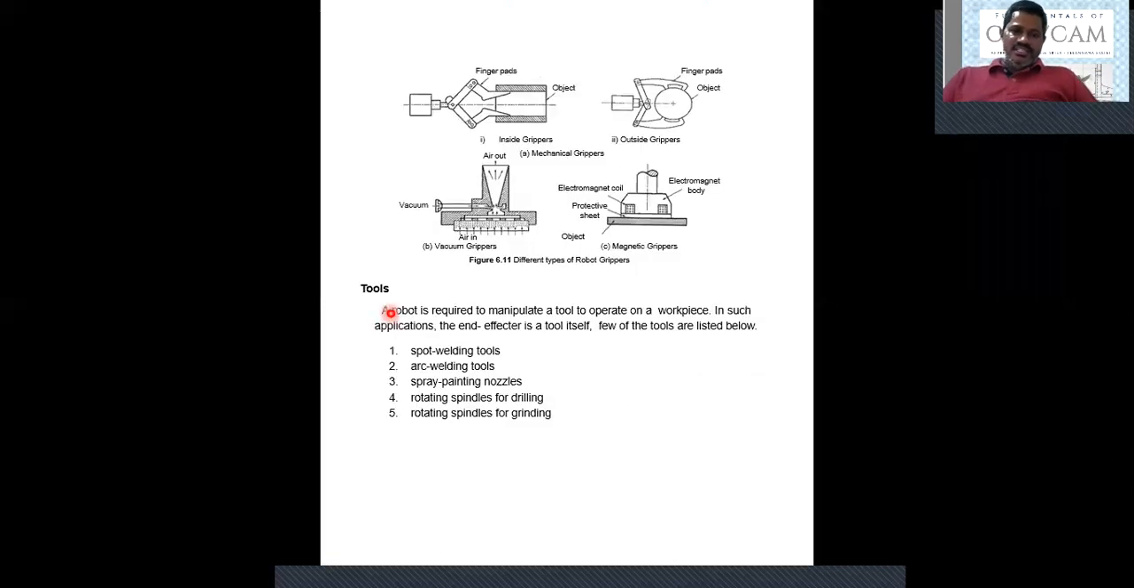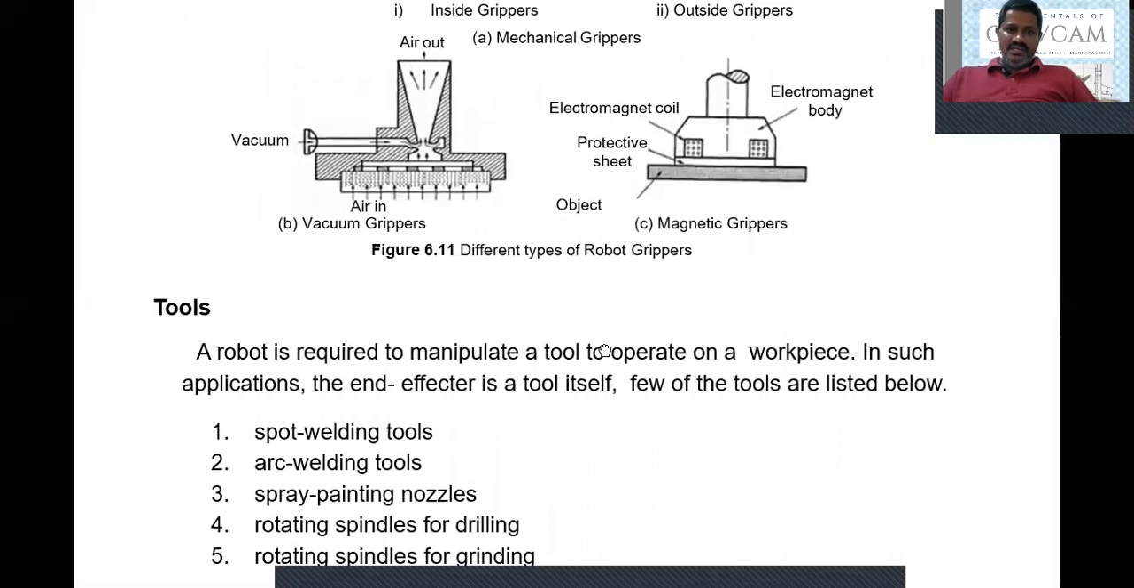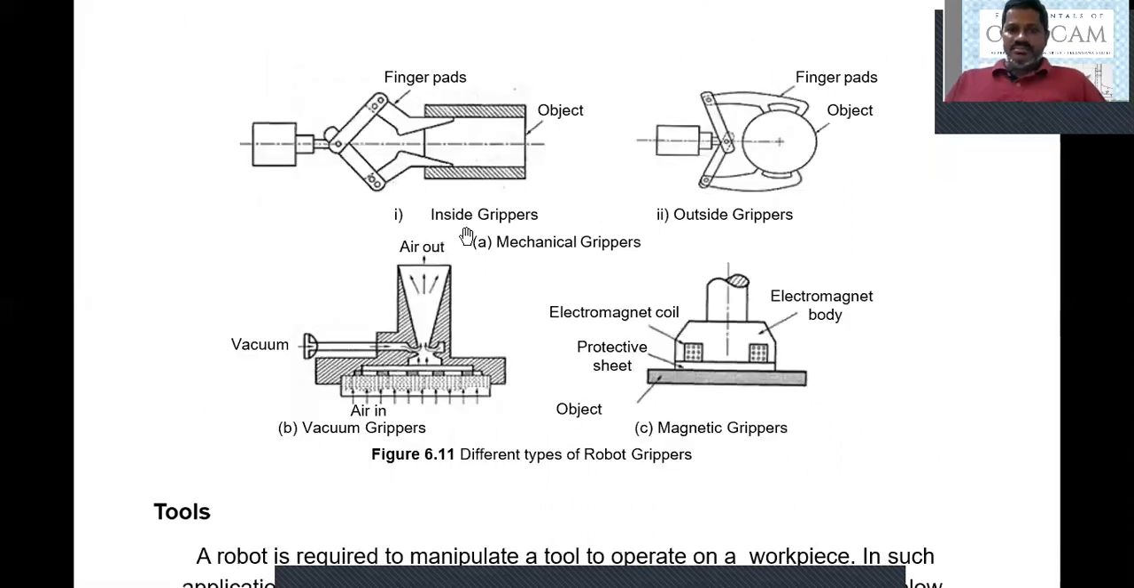Now you can see some of the figures in this case. It can be an inside gripper. All these are mechanical grippers. Mechanical grippers can be inside or outside. Inside grippers are used to hold hollow objects, and outside grippers are used to hold solid objects. As you can see, in vacuum grippers, the vacuum pressure, the negative pressure, is used here to hold the workpiece.